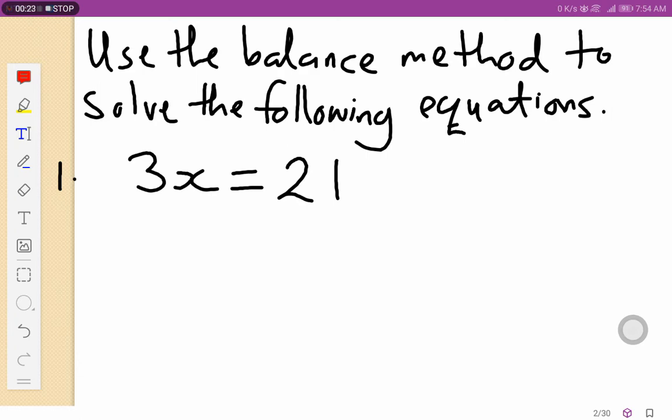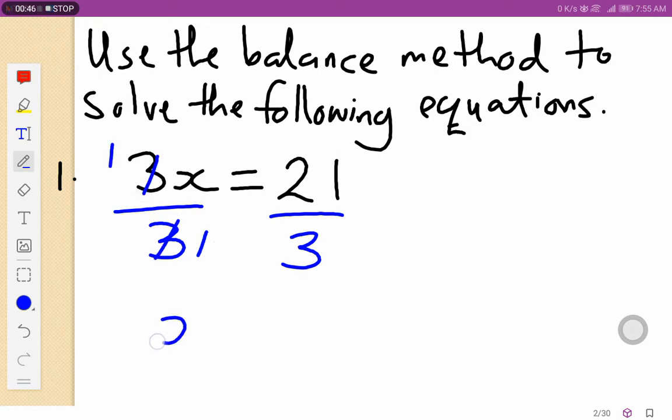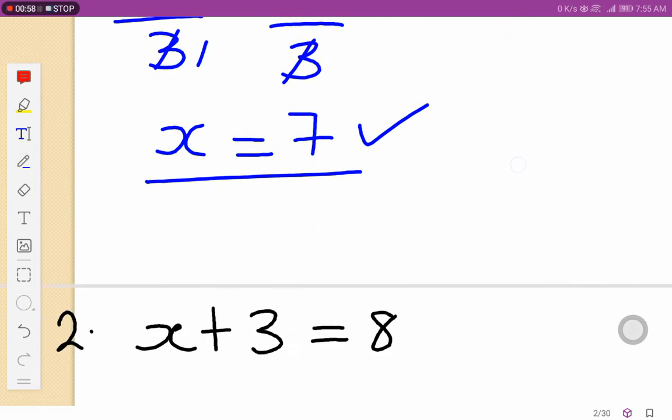Okay, so for our balance method on number 1, what we are going to do is this. For us to get the value of x, we are going to divide by 3 on the left side. So if I do this on the left side, to balance this equation, I'll also divide by 3 on the right side. So 3 into 3, we get a 1. So we remain with an x then. Then 3 into 21, we'll get a 7. Okay, so our x value becomes a 7. So this is how we do it. Let's go on to the next question.